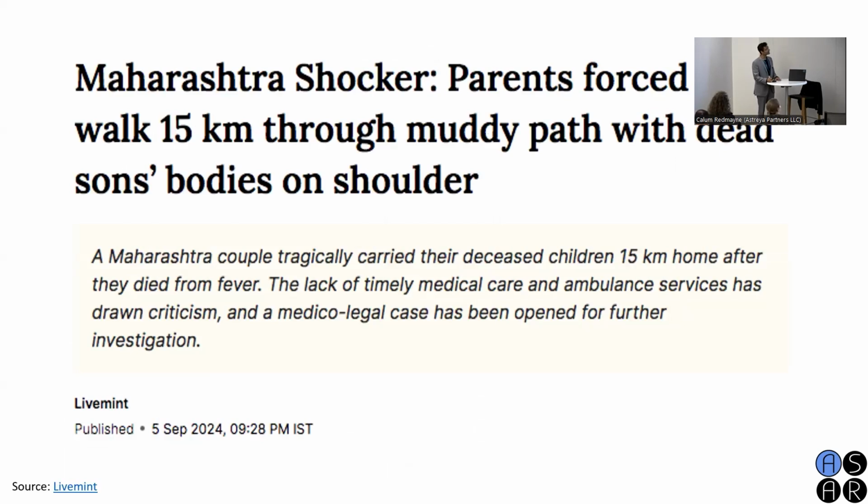All right. This is a news item from last month, this year, from Maharashtra, which is my state. It's the richest state in India. And what you see here is unfortunately quite common still in rural and tribal areas. And so this is the context in which we are trying to understand geographic access to healthcare in India.